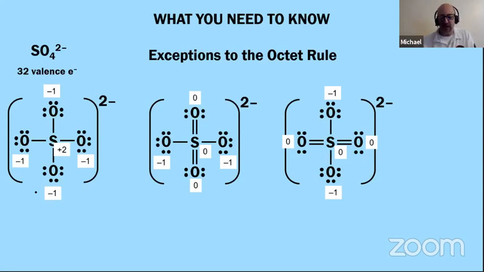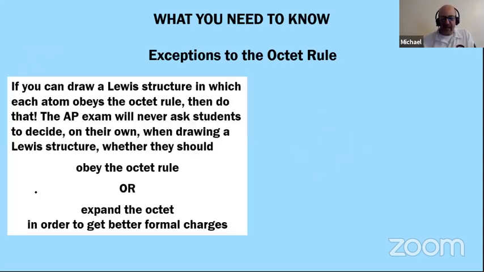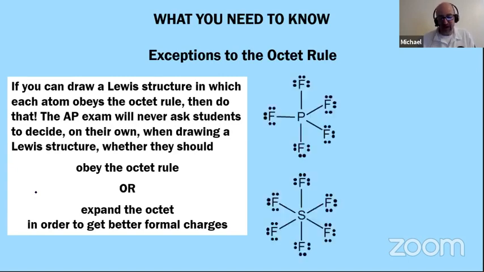Let me give you some helpful advice on this. If you can draw a Lewis electron dot structure in which each atom obeys the octet rule, then do that. The AP exam will never ask students to decide on their own when drawing a Lewis structure whether they should obey the octet rule or expand the octet in order to get better formal charges. Now sometimes you have to expand the octet because obviously 5 fluorine atoms have to fit somewhere around the central atom. But take a look at sulfur dioxide for a moment as an example.